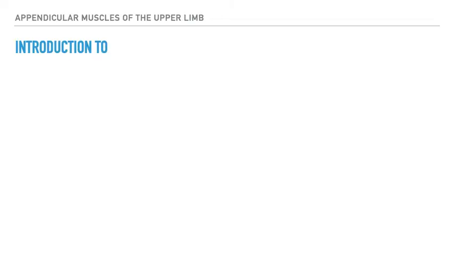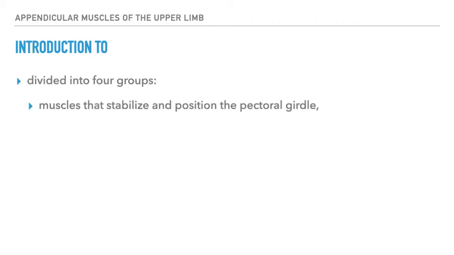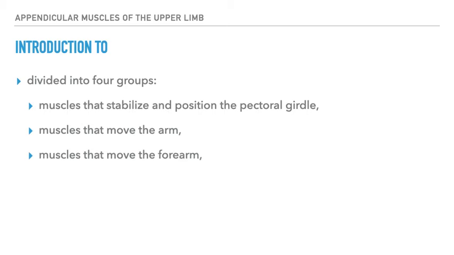So the muscles of the shoulder and upper limb can typically be divided into four groups. You're going to have muscles that both stabilize and position the pectoral girdle, muscles that move the arm, muscles that move the forearm, and muscles that move the wrists, hands, and fingers.